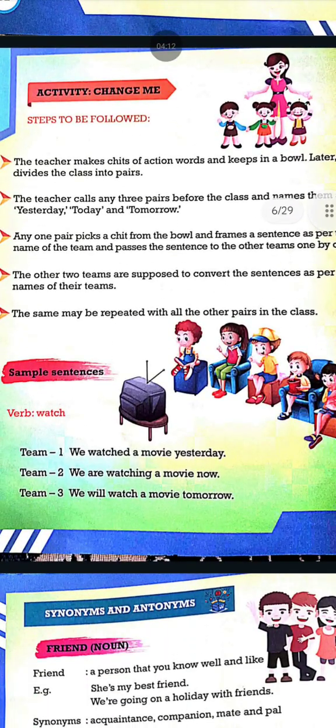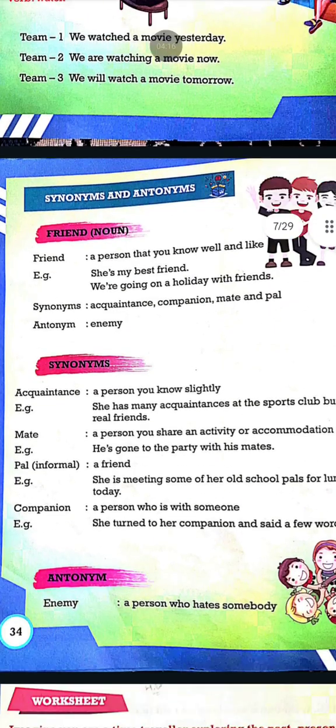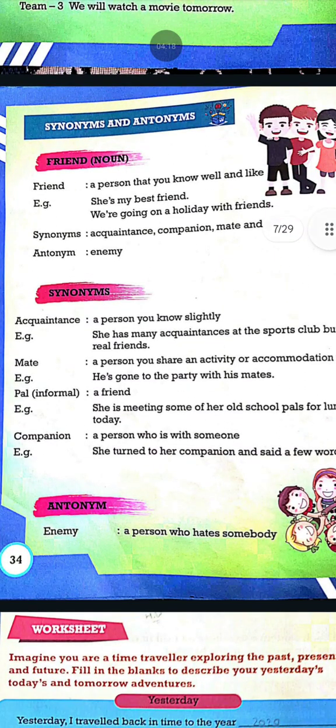Then there are activities that you can do. Synonyms and antonyms. Friend is a noun. What is a friend, you might ask? A friend is a person that you know well or like. Like, let's say, she is my best friend. We are going on a holiday with my friends. Or you could say, tonight I will go play football with my friends.